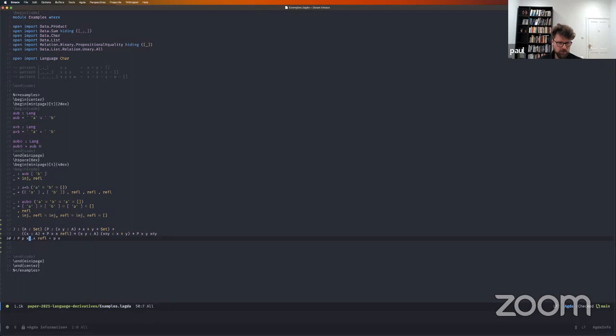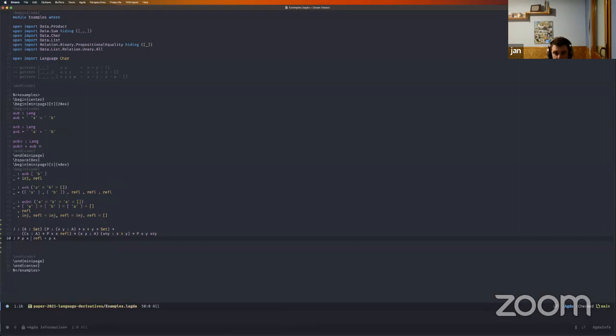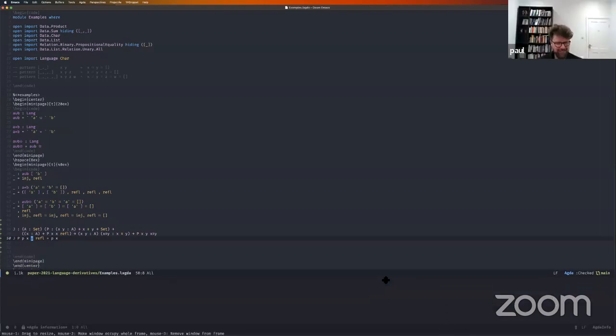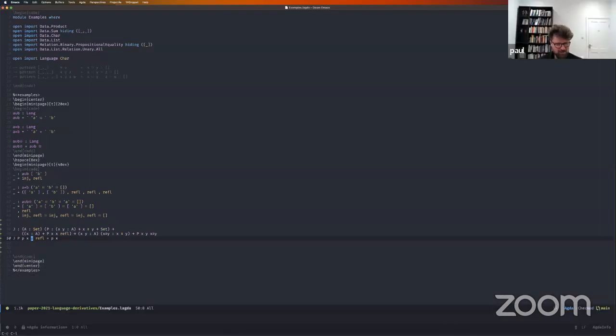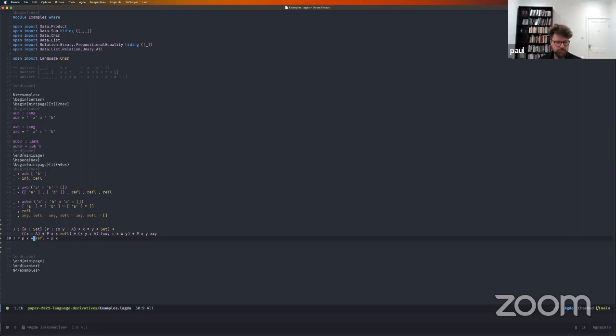Now what do I want to do with this? If you put a y, so dot y, what does happen? It doesn't complain. So maybe the dot x is to emphasize that at that point the checker already knows that x and y match, because that's what the refl is doing.